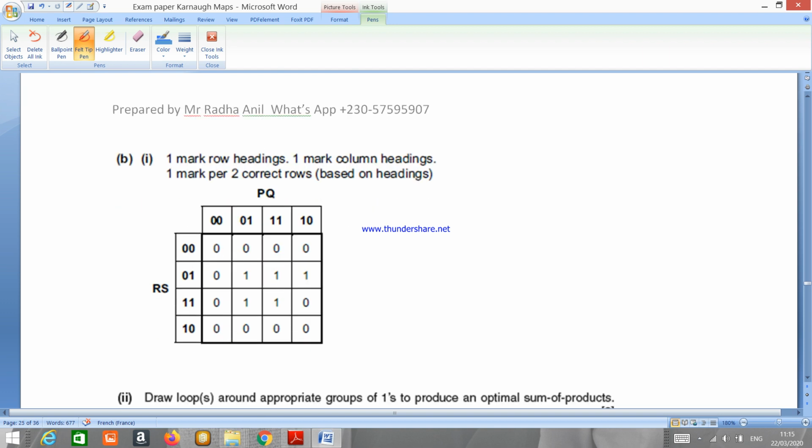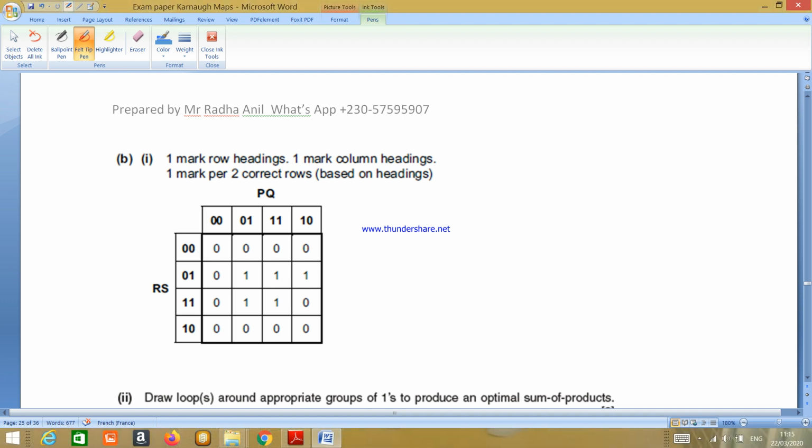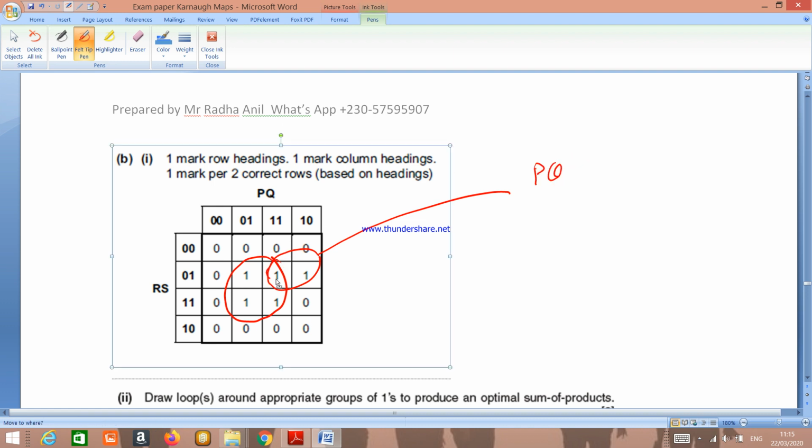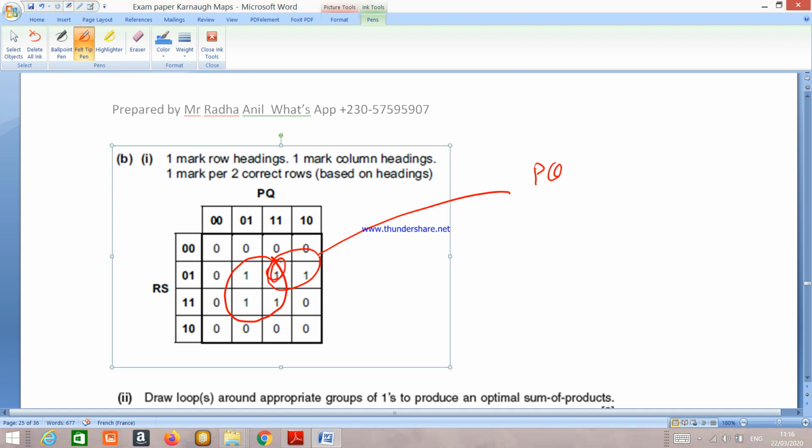Next now, we are done with it. Answer is good. Now we try to form the groups. Okay, you can have a group of 4 here, and this one a group of 2. Now let's have a look how we can group these 4 terms. The group of 2 is easy. You have the 2 terms: P is 1, Q is 1, R is 0, S is 1.